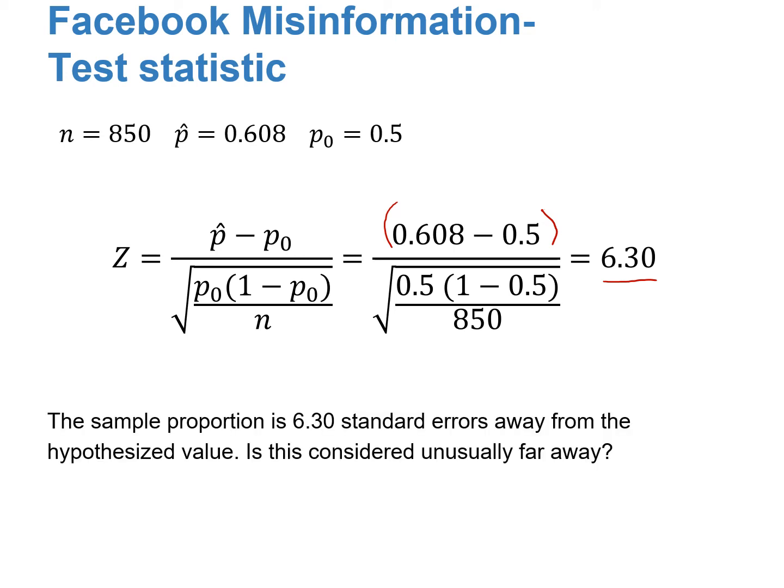So what this tells us is that our sample proportion is 6.30 standard errors away from the hypothesized value. Is this unusually far away? Yes, it definitely is. And we can quantify exactly how unusual it is using the p-value.